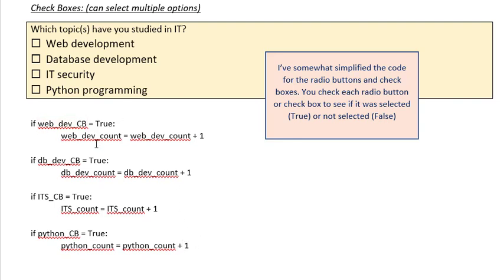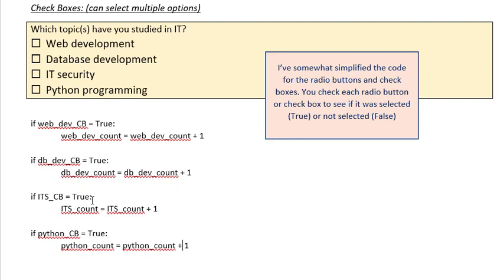Let's go back through this. Let's just say we have the database development and the Python programming development checked. It will go through this statement and it's not true, so it will skip down to the next statement and check database development. That's true, it's selected, so it will add 1 to the database development count. Note that this was not selected, so it was false. It did not add 1 to the web development count.